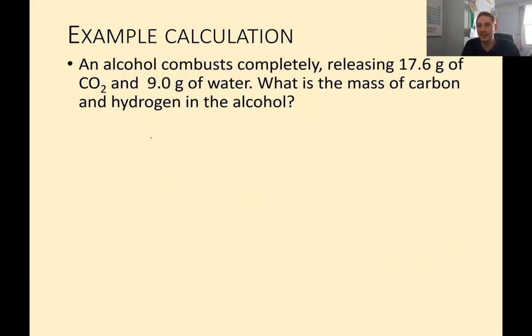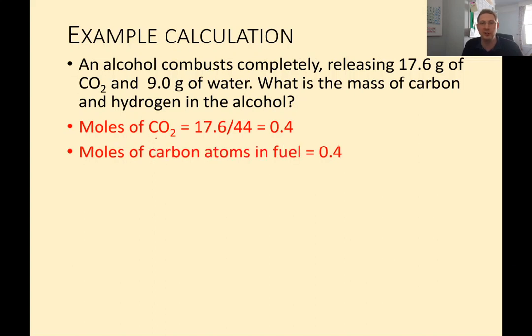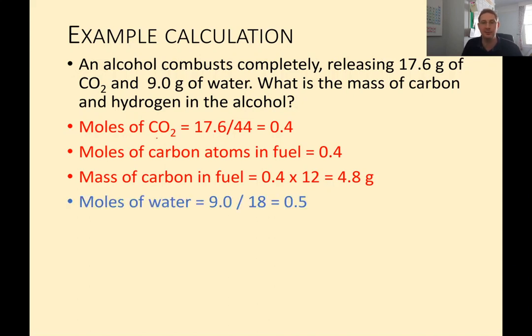An alcohol combusts completely, releasing 17.6 grams of carbon dioxide and 9 grams of water. What's the mass of carbon and hydrogen in the alcohol? So we've got 0.4 moles of CO2. That means we've got 0.4 moles of carbon atoms in the fuel. Each carbon atom gives one CO2 molecule, so a mole of carbon atoms gives a mole of carbon dioxide. And we can work out the mass of the carbon in the fuel, because 0.4 moles of carbon atoms times 12 is 4.8 grams.